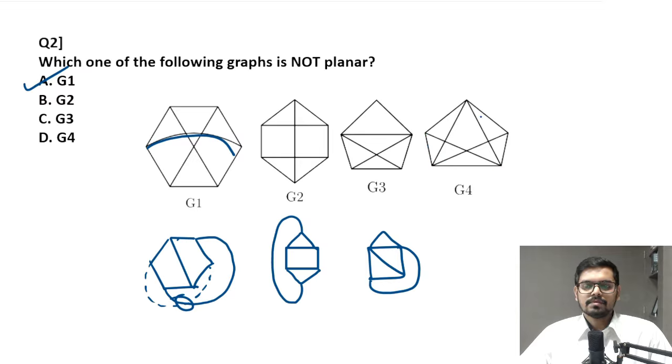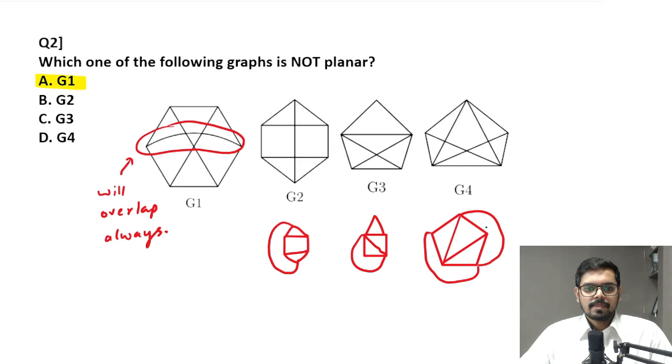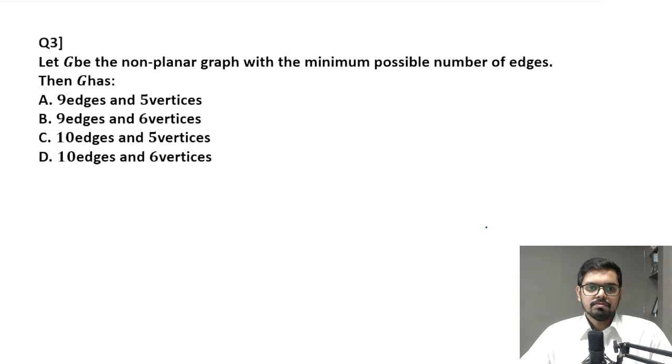This is not a non-planar graph, since this is not a K5. If you join this line, then it becomes K5, then it becomes non-planar, correct? But this thing is planar. We have checked in the class also, so check the class notes. Homework. G1 is the correct answer. To the next question. Pause the video, try, then look at my solution.